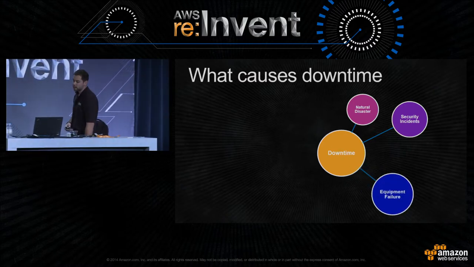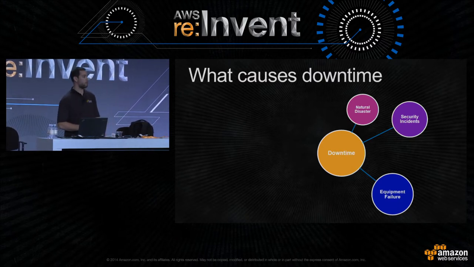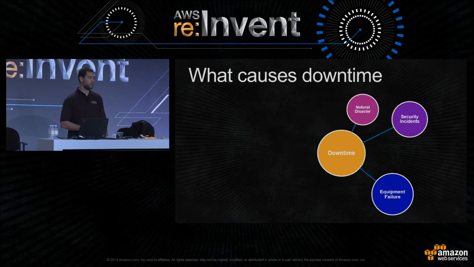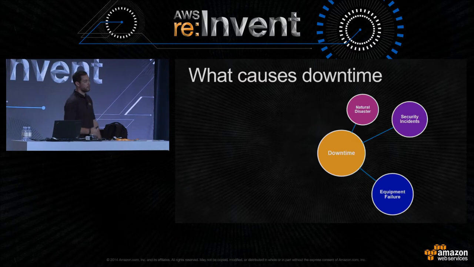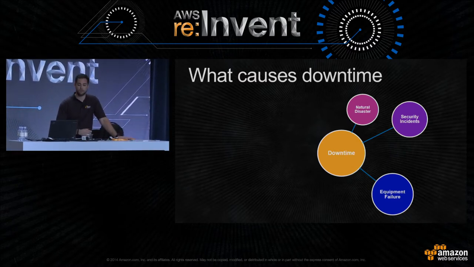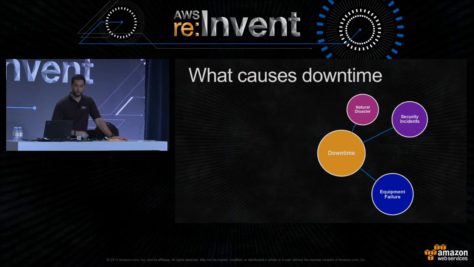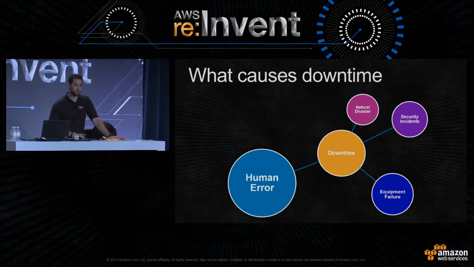The next we have here is equipment failure. So one of the most famous quotes from Werner Vogels is, "Everything fails all the time." Okay, physical hardware does fail. Servers in a broom closet do overheat and fail. Hard drives fail. I mean, we have hard drives that fail all the time. Data centers have hard drives that fail all the time. Physical equipment does fail, and that causes downtime. Human error. Now, you may not think about human error too much.